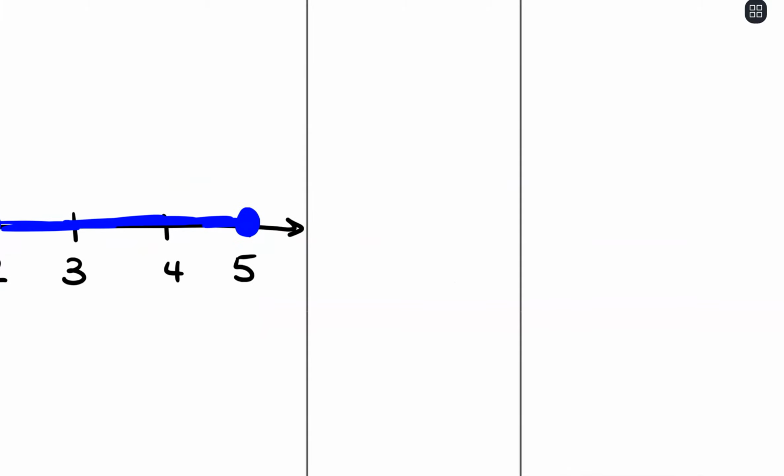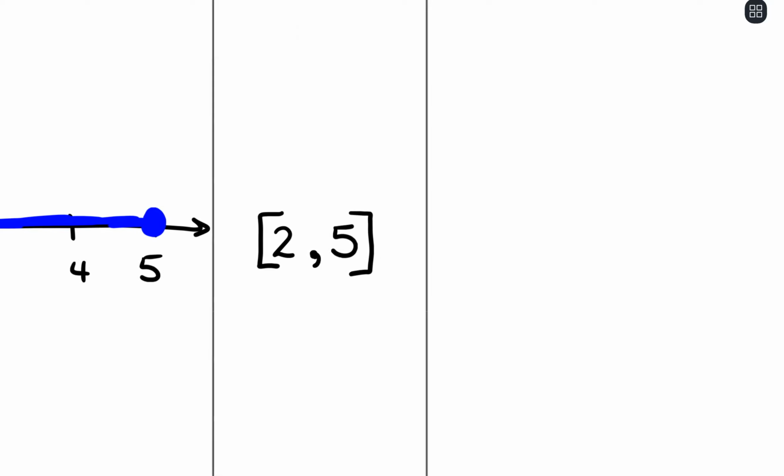All right, so for our set notation, our lower value is 2, and then comma, upper value of 5. We're including both of those endpoints, so I want to use square brackets for both. And then for set builder notation, I would use curvy bracket, x is defined by, and then 2 less than or equal to x less than or equal to 5.